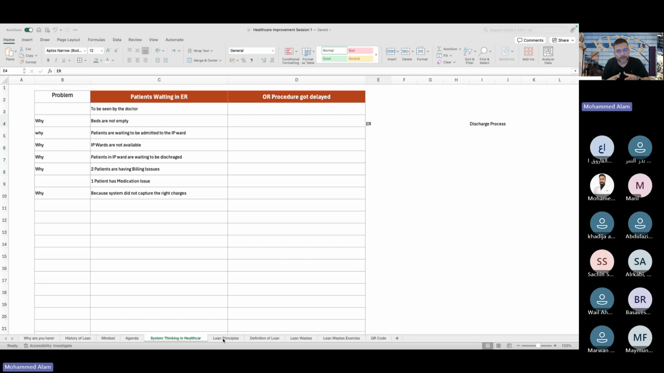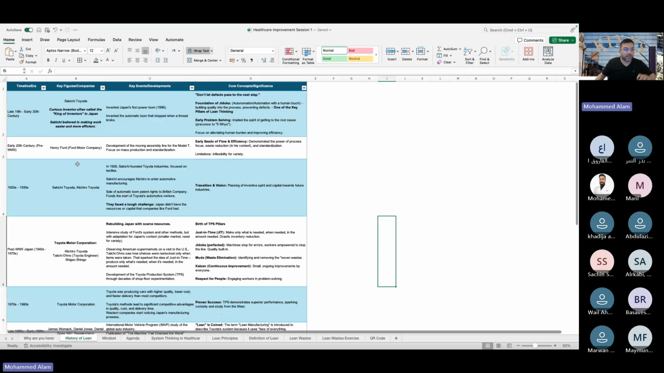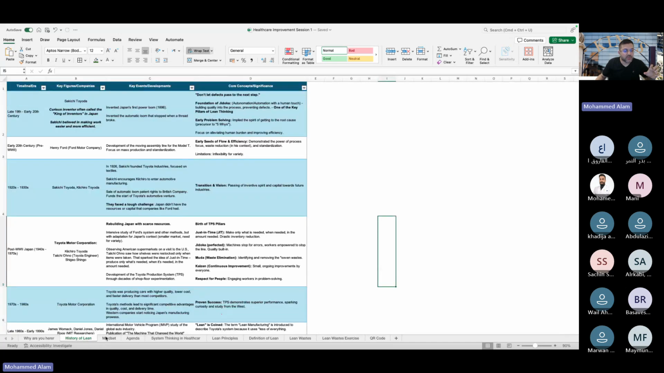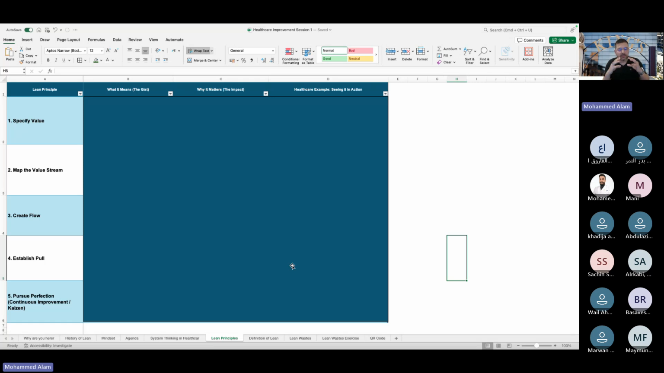Now, this is what lean helps us in understanding. When we say lean, I'll come to the definition of lean, but before the definition, I want to talk about the lean principles. As we saw in the first session, we understood the history of lean and the mindset of lean thinking. If we synthesize everything and make a short, crisp summary of what lean is, we can summarize it in five lean principles.